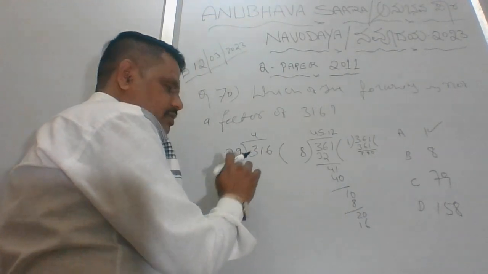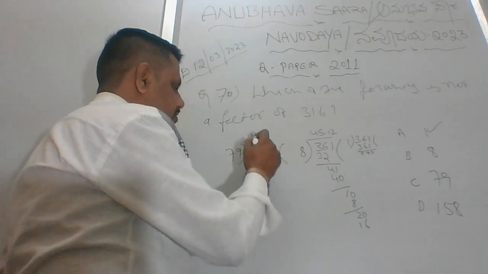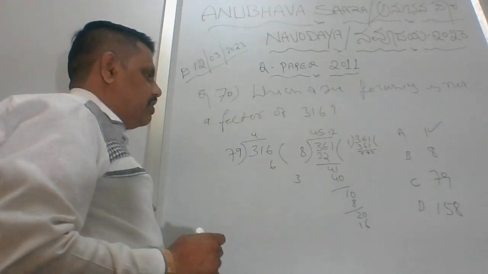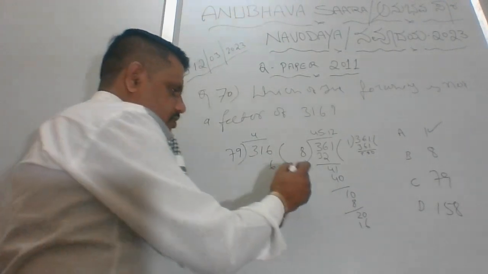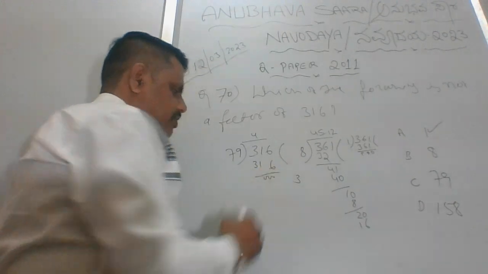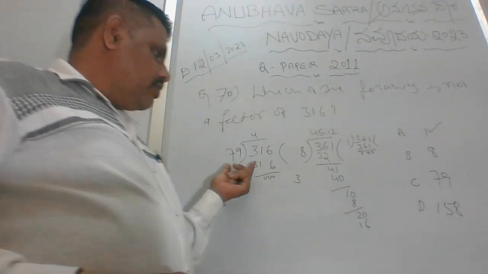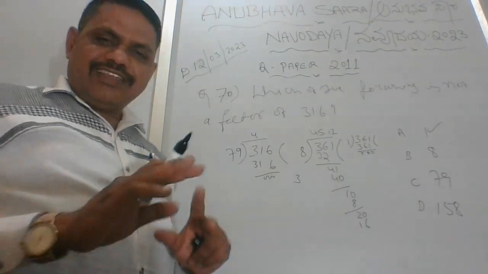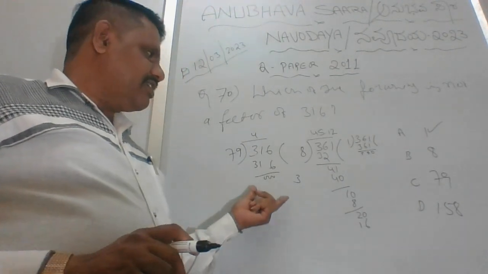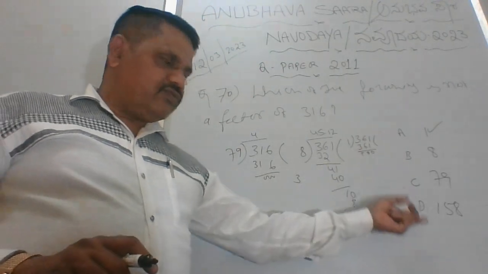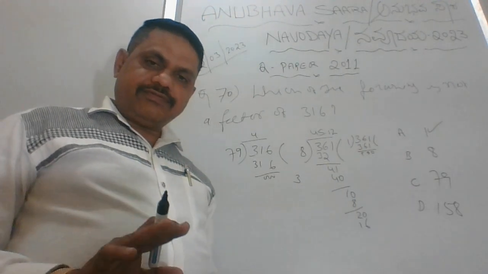4 9s are 36, 6, 3. 4 7s are 28, 29, 30, 31. 0 remainder. So instead of writing 79, I wrote 76. That was a slight confusion. I was just thinking, how come it's wrong? Because we already got the answer. That means these two should not be wrong.